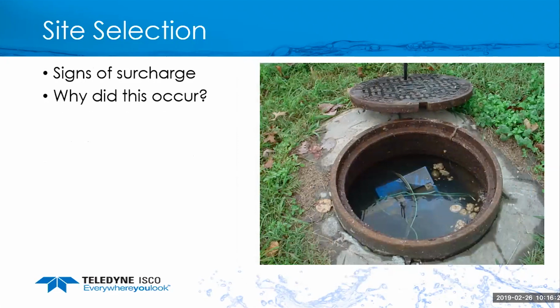Other things to look for are surcharge. If you have a surcharge application, it doesn't necessarily mean you need to rule it out, but you need to set your expectations to realize that you may have standing or no flow going through this pipe. And as shown here with the meter floating, you may want to consider moving the electronics to a separate area outside of that manhole to avoid it.